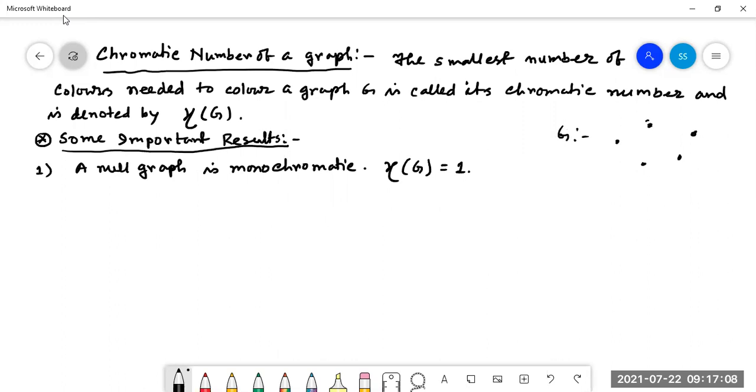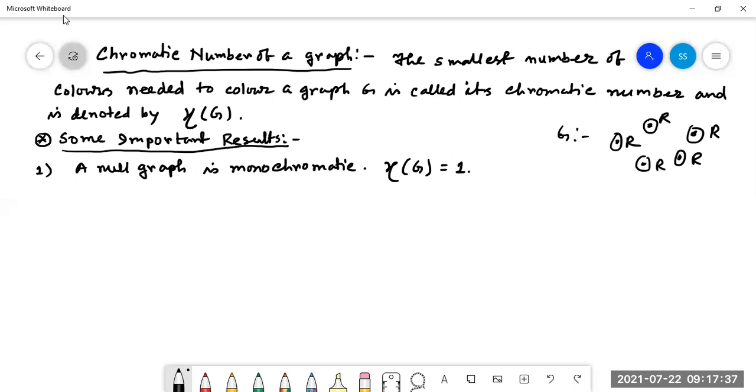So this can be red, this one also red, this one also red, this one also red. As there are no edges, we cannot say that they are adjacent vertices. So all of the vertices are isolated. So for a null graph, the chromatic number is 1. So we can say that a null graph is monochromatic. Mono means 1, we know that.